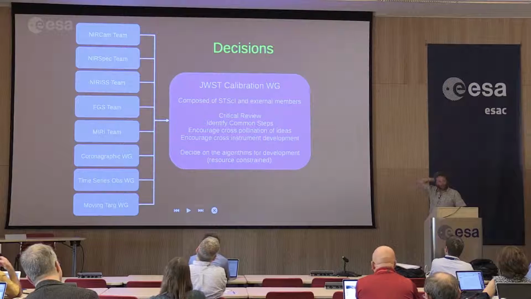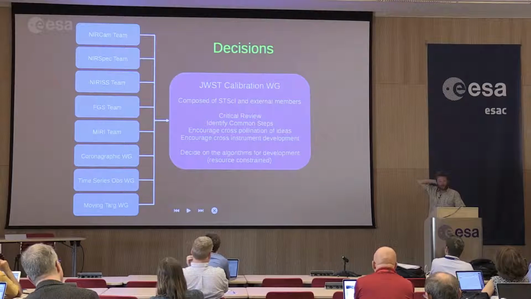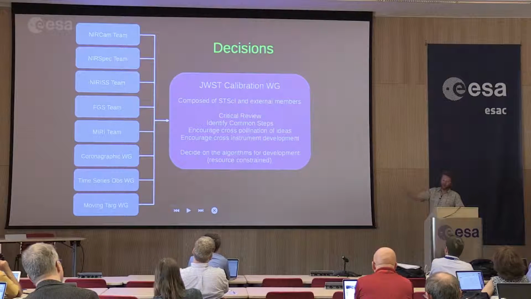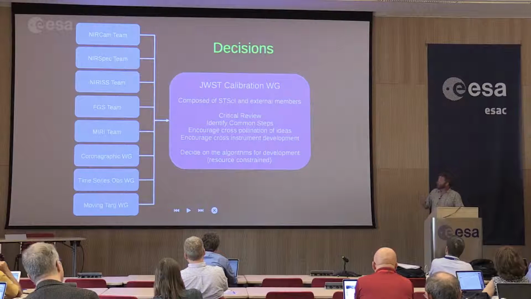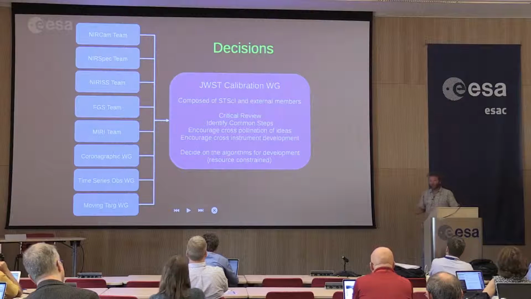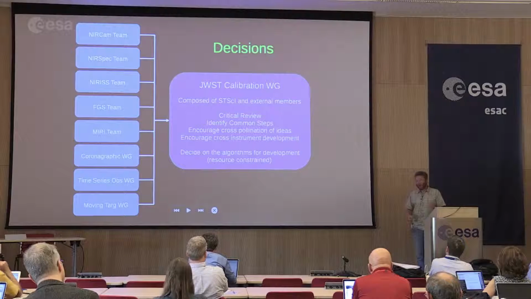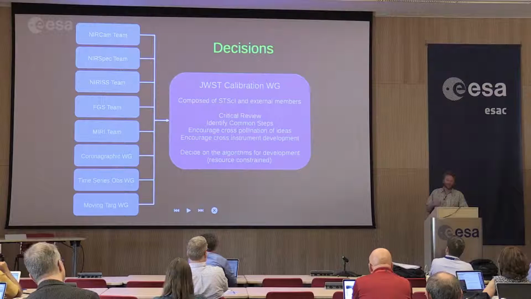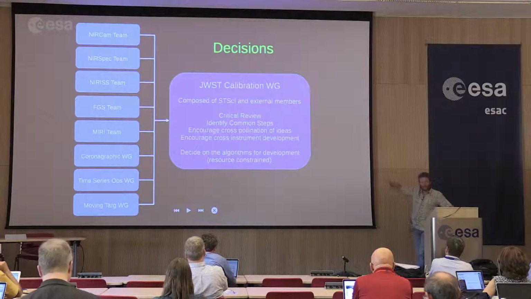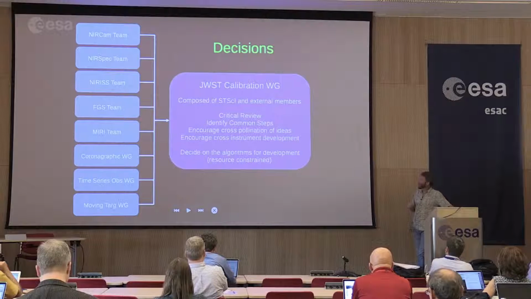We do a critical review of the inputs we get. We actually do ask questions and make sure we understand what people are telling us and that it is a good idea. Identify the common steps, encourage cross-pollination, encourage cross-instrument development where it's appropriate. Where it's not appropriate, we don't do it, right? We're not fitting everybody into the same round hole, square pegs into round holes. We use whatever holes are needed in order to fit the algorithms in.